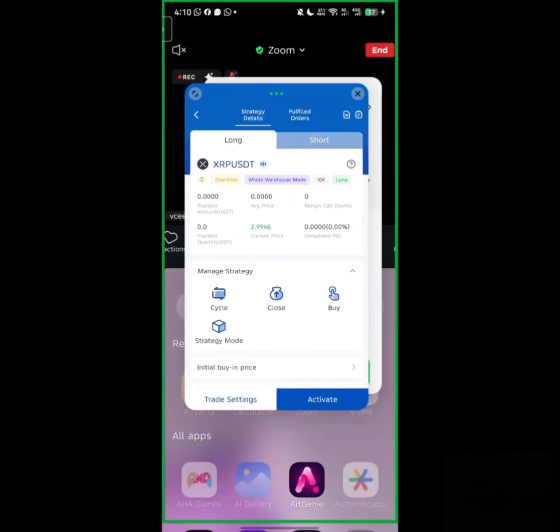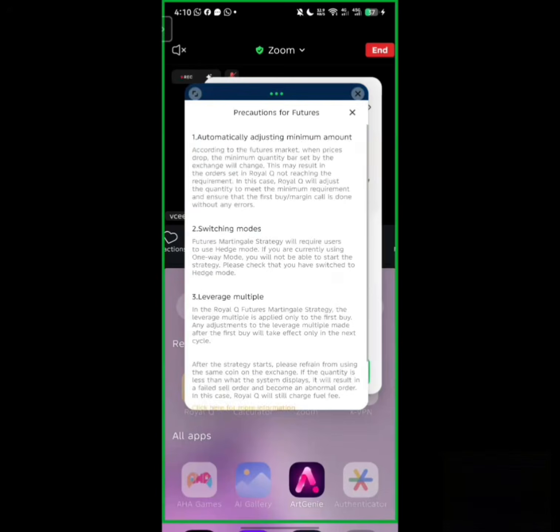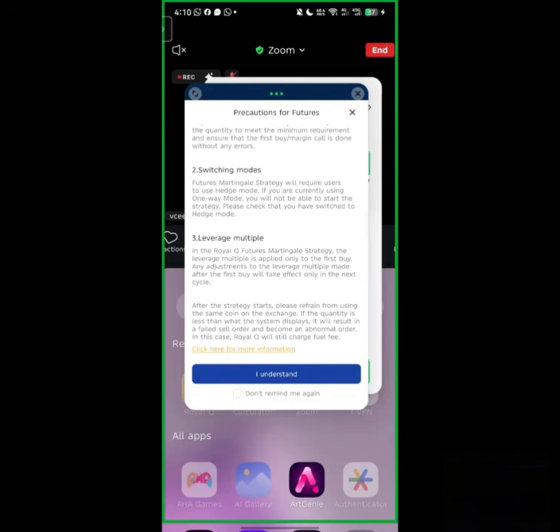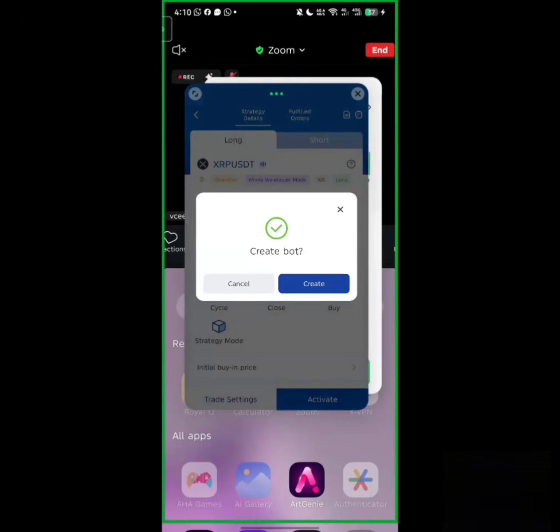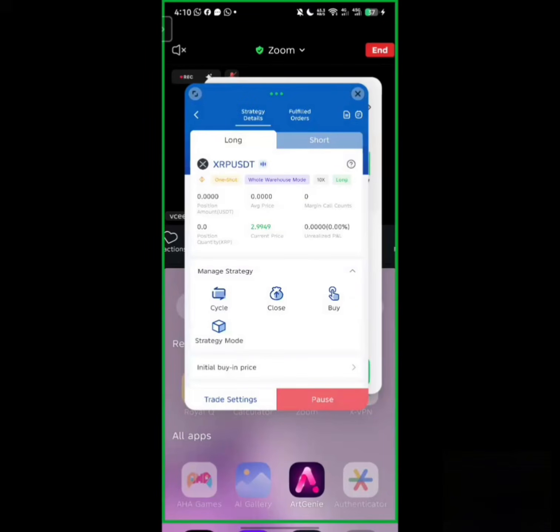The next thing, you click on activate to activate your trade. Everything is intact as we have seen here. Then you click on activate. You scroll down and you say, I understand. And then you create the bot. Can you see? Now that I have created the bot, the trade has been activated.